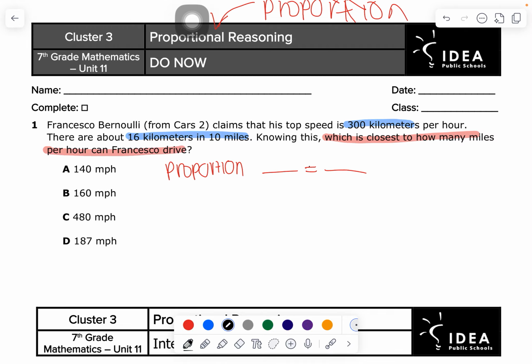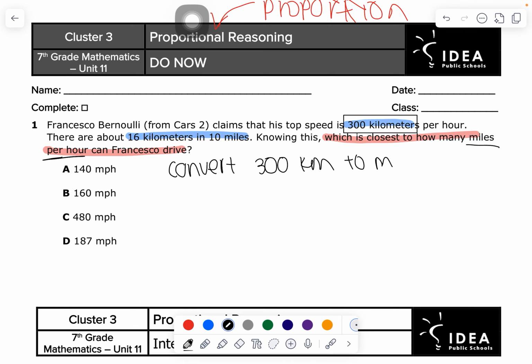So I know Francesco can travel 300 kilometers. But the question is asking me, how many miles per hour can he travel? So this problem is technically asking me to convert 300 kilometers to miles. So the strategy again, we're going to use a proportion.